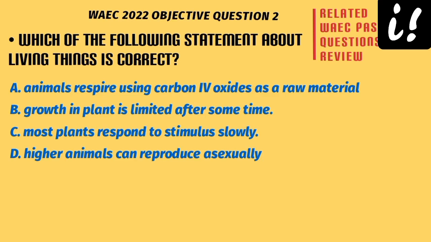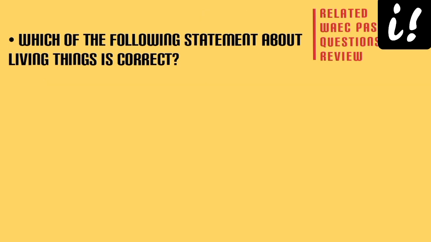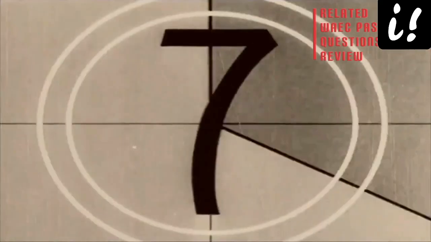A. Animals respire using carbon dioxide as a raw material. B. Growth in plants is limited after some time. C. Most plants respond to stimulus slowly. And D. Higher animals can reproduce asexually. I give you 10 seconds to pick your answer. Think critically and pick your answer. Time up. The correct option is C.